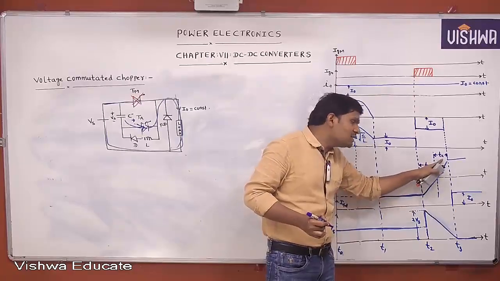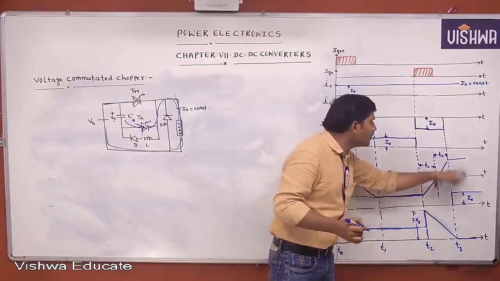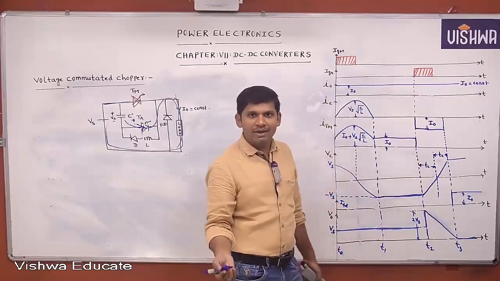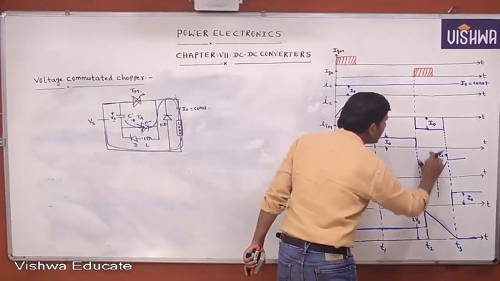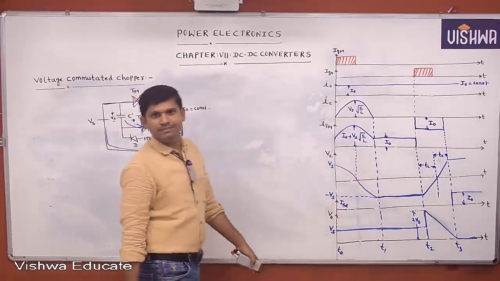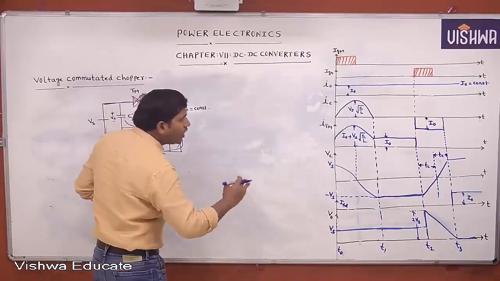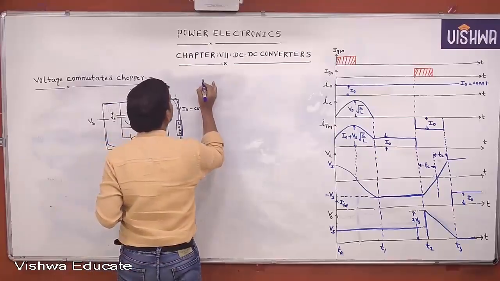But why did I take this as Tc also? Because this time and this time are equal. That's why I took this also as Tc. The time for which a reverse voltage is applied across the device is nothing but the circuit turn off time. During this time only a reverse voltage is applied across the main thyristor. Okay. Now see, from this I want to do some analysis. That is also important.